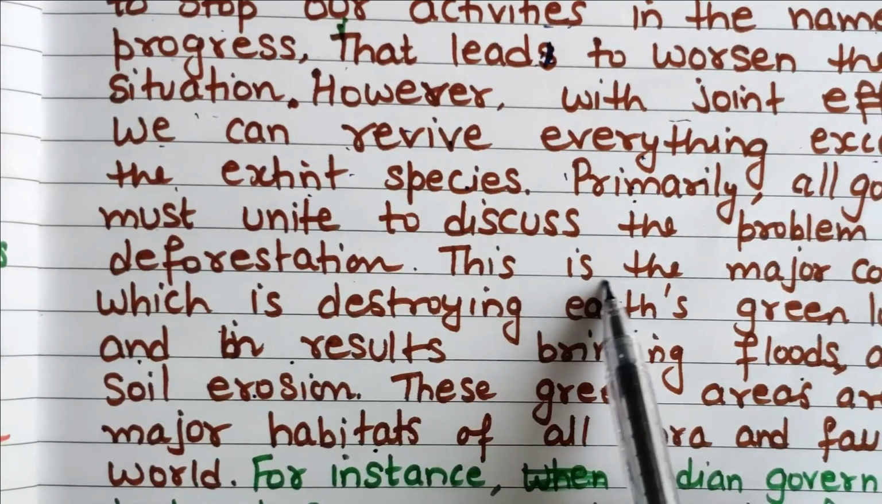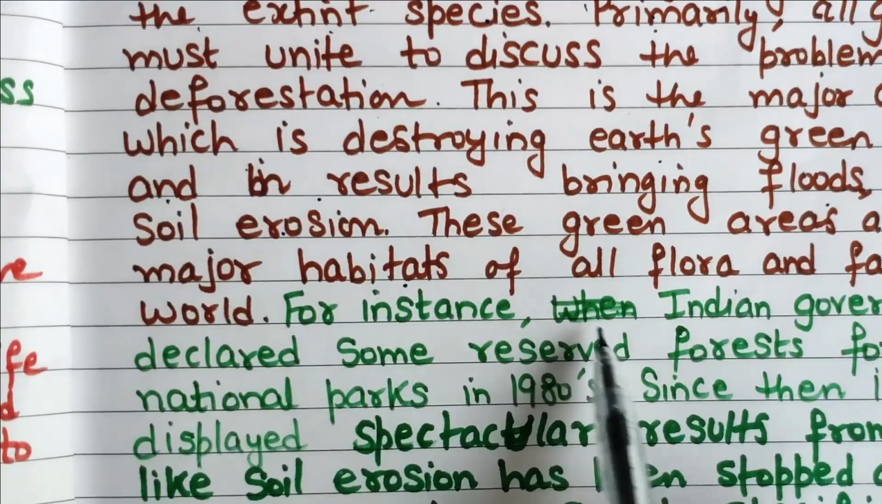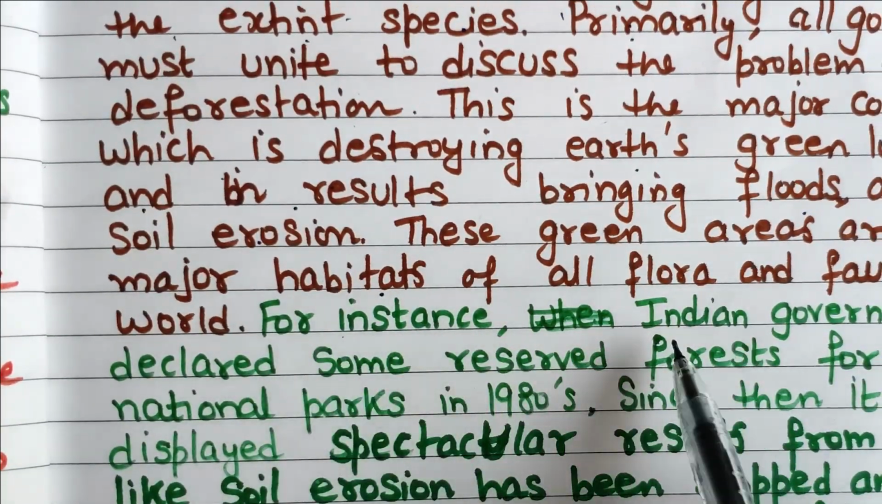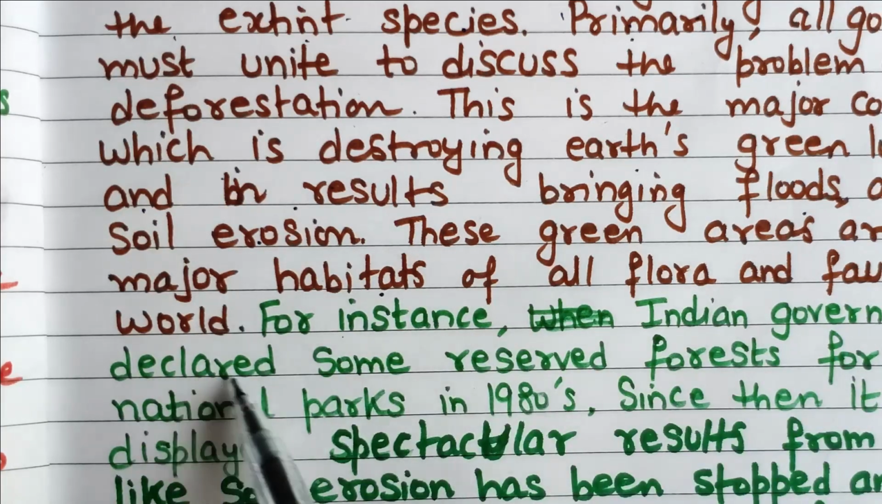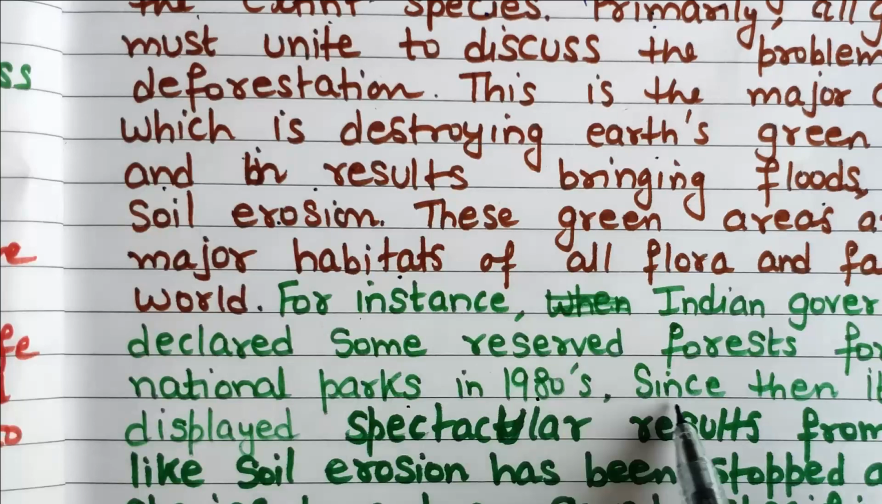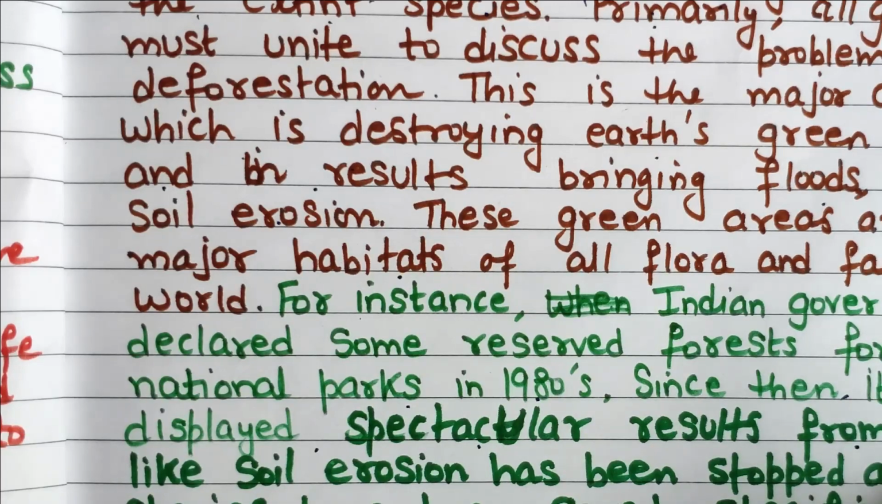Primarily, all governments, that we have discussed. For instance, the green one is the instance. For instance, when the Indian government declared some reserved forest for national parks in the 1980s, since then it has displayed spectacular results. From this action, you can say, spectacular results from this action.